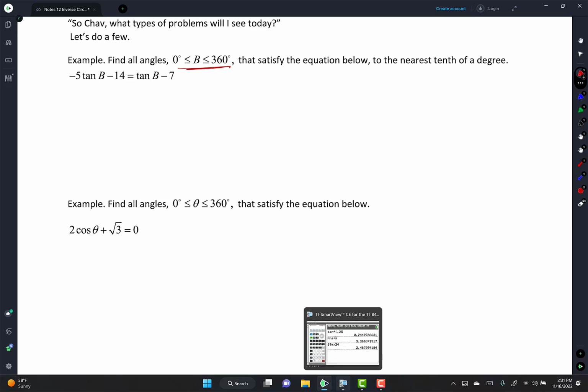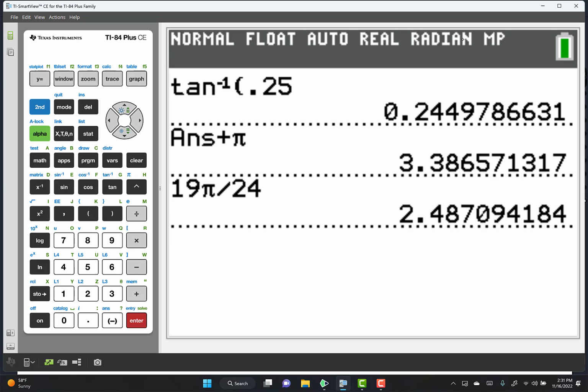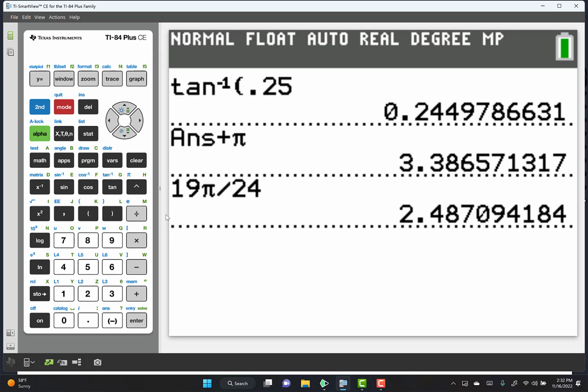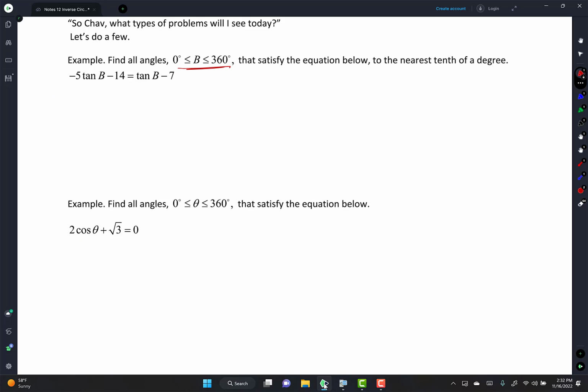So change your calculator to degrees. Go to your calculator, and if it says radian, if you have one of the new ones, make sure it says degree up there. If you have one of the old ones, you're just going to have to go to mode and change it. So now mine says degree. Does yours say degree also? Yes. All right, here we go.